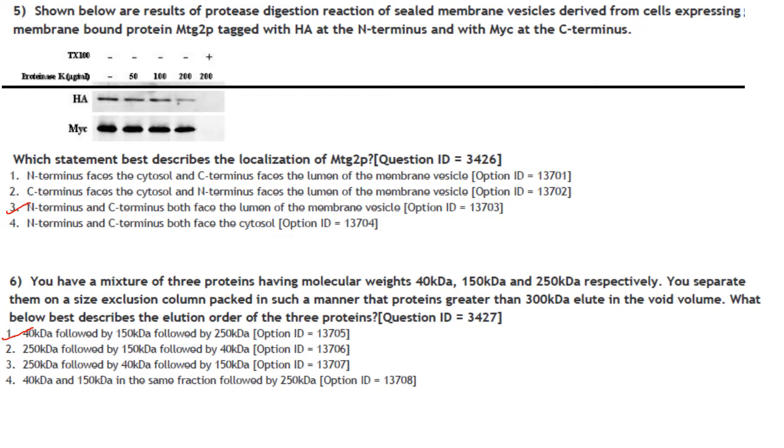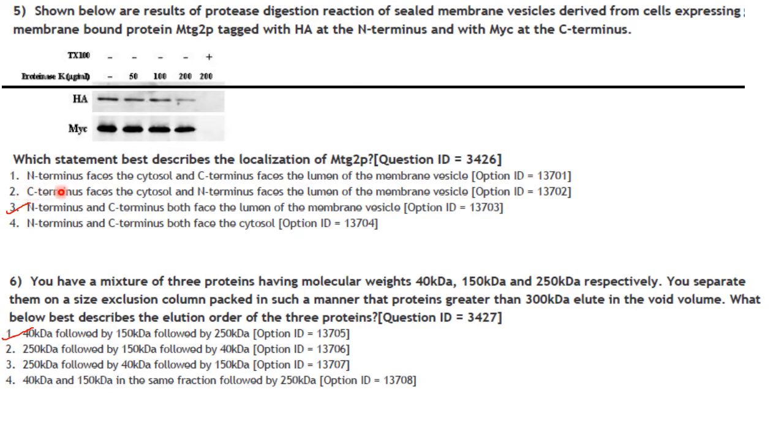Shown below are results of protease digestion reaction of sealed membrane vesicles derived from cells expressing membrane-bound protein MTG2P tagged with HA at the N terminus and with MYC at the C terminus. Which of the following statements best describes the localization of MTG2P? So they have asked how the membrane bound protein MTG2P is localized based on this gel data. They have tagged the N terminus of the protein with HA and the C terminus with MYC.